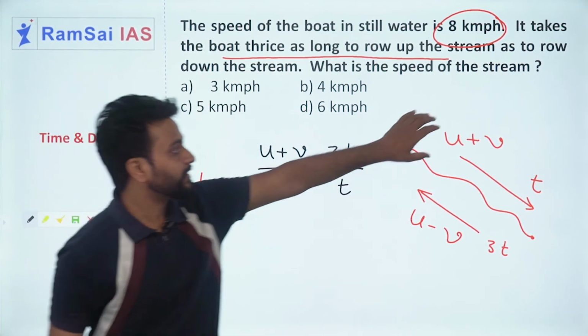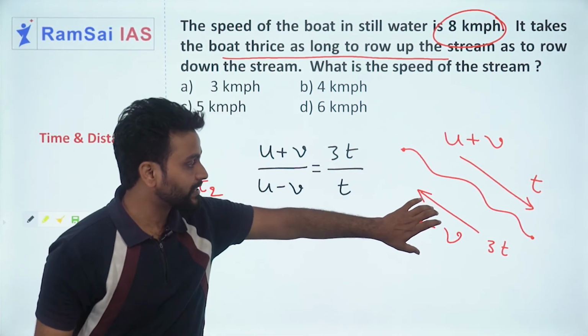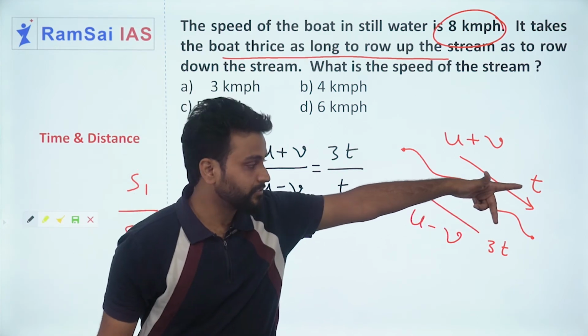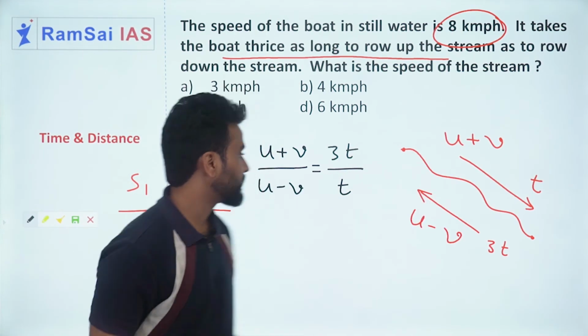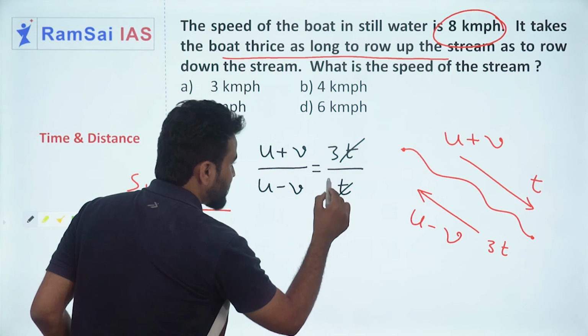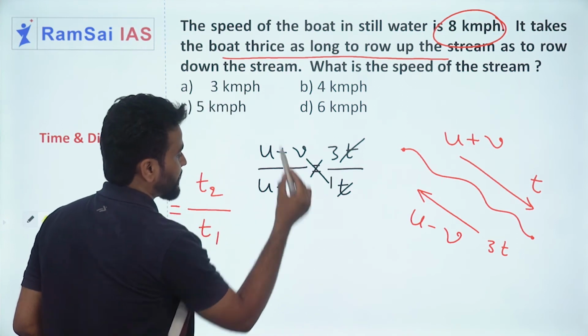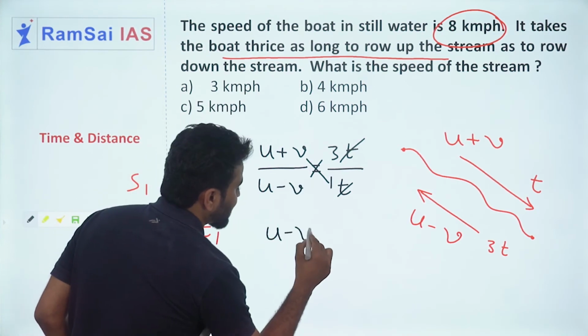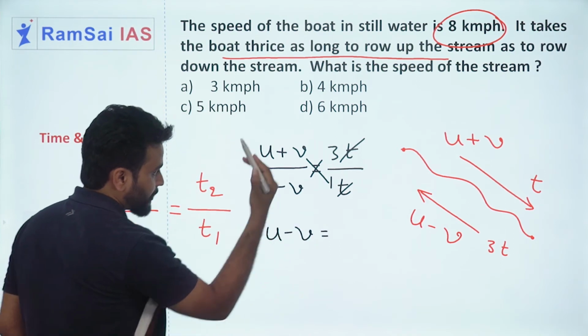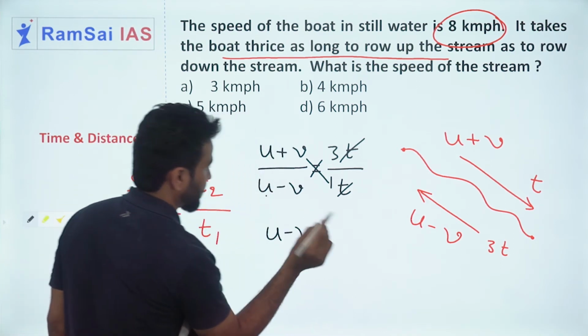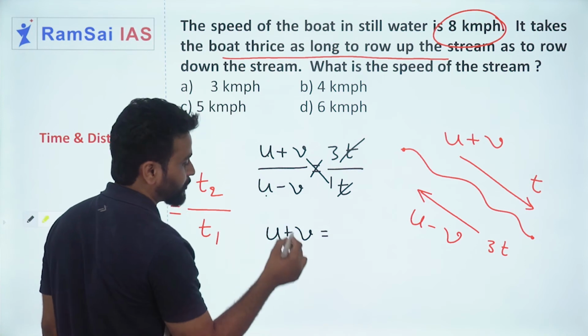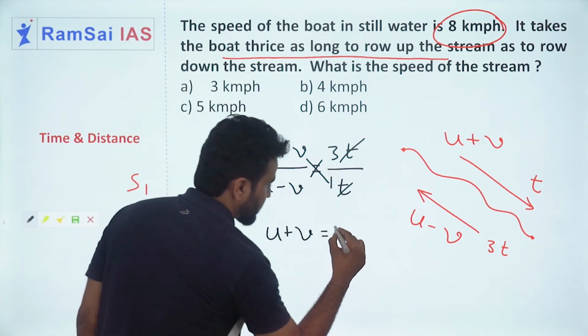Inverse relation: u plus v is to u minus v equal to the reverse of time, 3t is to t. Now the t gets cancelled, it will be 1. Do cross multiplication. u plus v equal to 3 of u minus v.